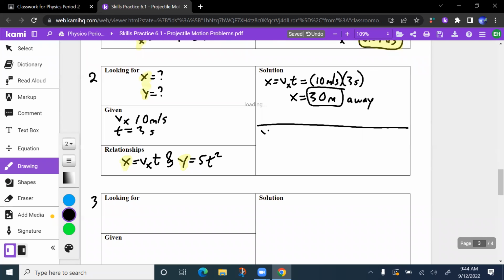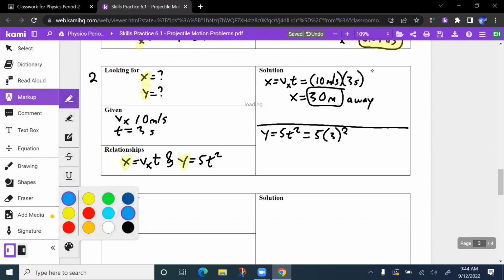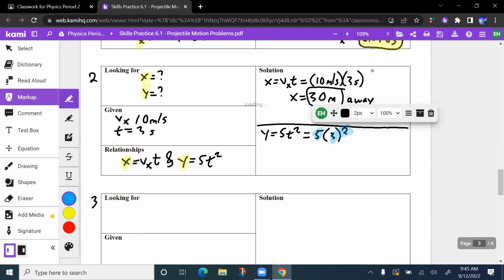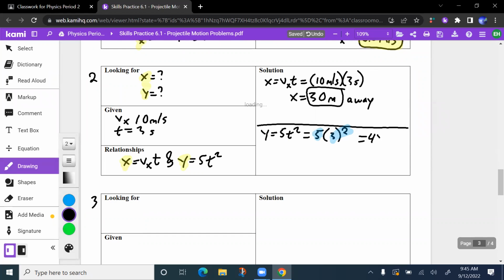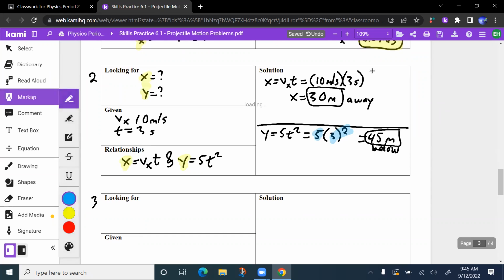The second one, y equals 5t squared. We're going to go 5 times 3 squared. Now, when you put that in your calculator, you have to remember to do the squared part first. Squared means multiplied times itself. So 3 times itself would be 9, times the 5 out in front would be 45 meters below. So in other words, it falls 45 meters, but it lands 30 meters away. Those are our 2 solutions for number 2.